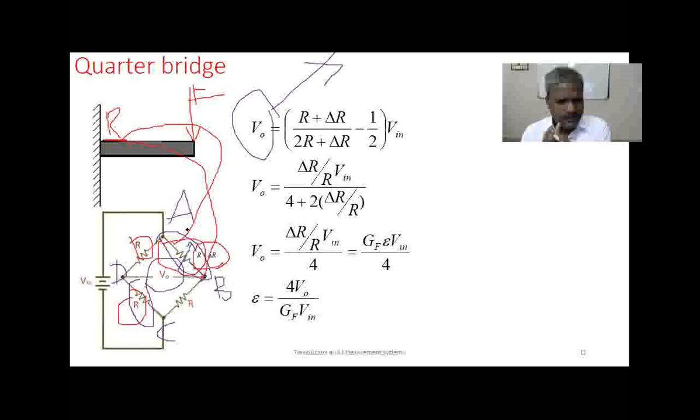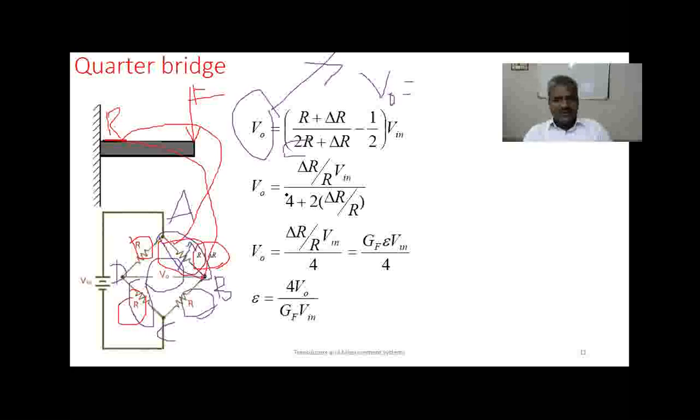Okay, so let us find V naught. Here I consider VAB minus VAD, either upper or bottom, no problem, you will get V naught. So V naught is VAB minus VAD. What is VAB? By the potential divider principle, it is R plus del R divided by R plus del R plus this R, so totally 2R plus del R. If you substitute and simplify, you will get this.